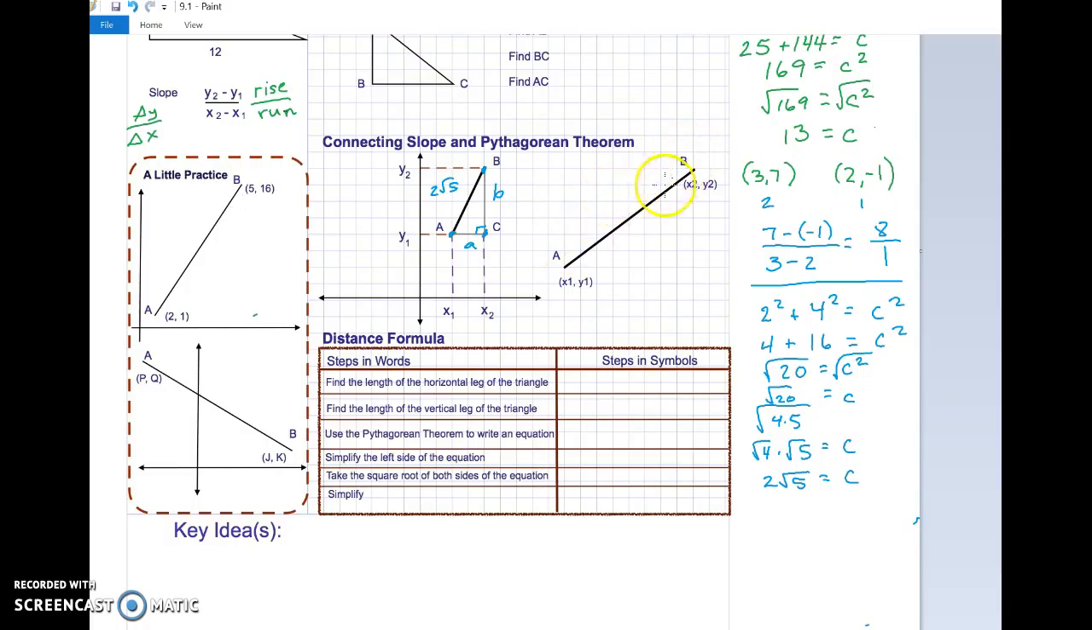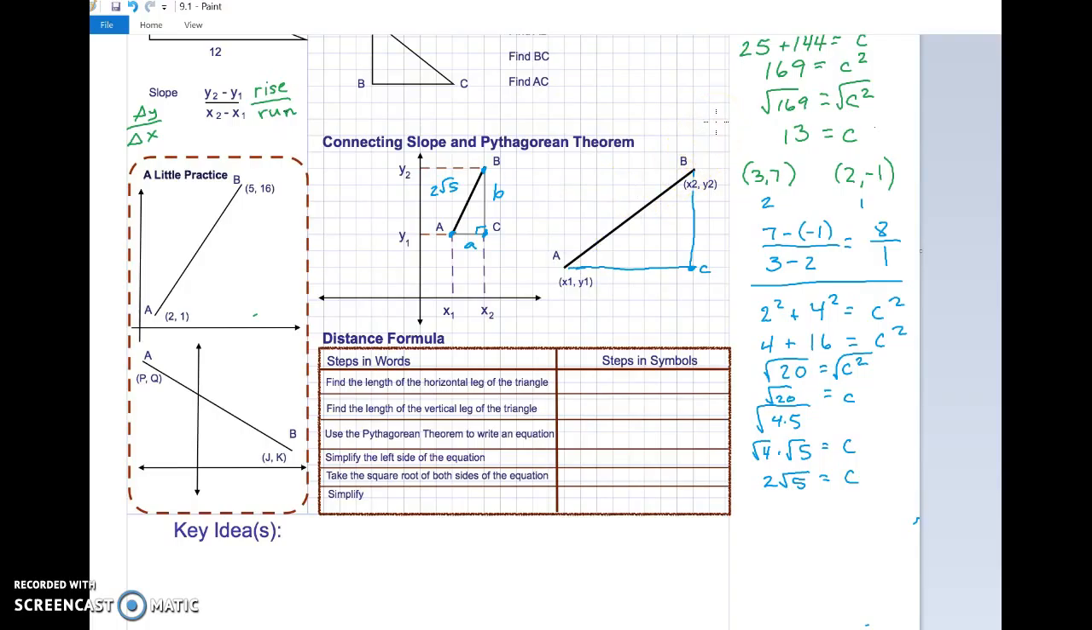So again, here I have a graph, or a line. And I'm going to go ahead and create my right triangle and create my point C. Now my point C doesn't mean anything. It's just the vertex of my triangle. So take a look though and see if you can tell me what is the slope of AB.